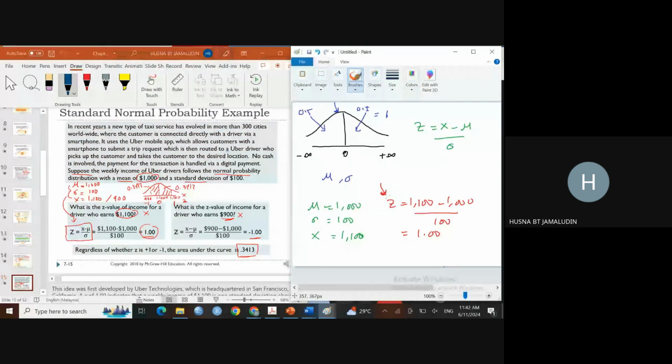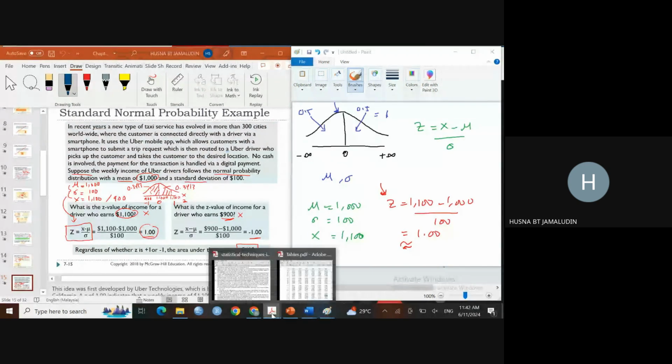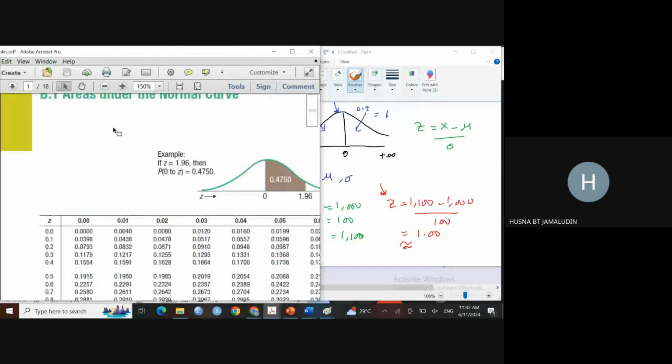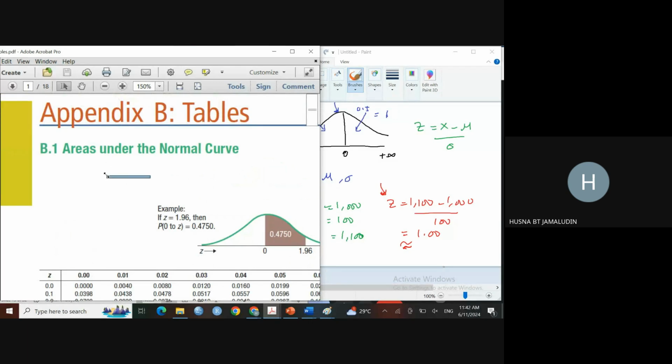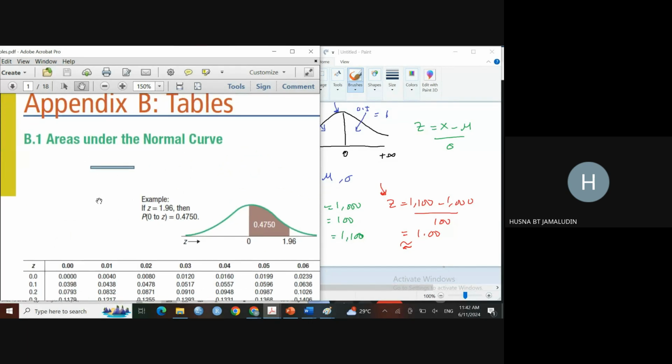But let's say the question asks you, what is the probability of income for a driver who earns 1100? If the question asks you to find the probability, you have to convert this Z value into the probability table. So how to find the probability? Go to your statistical table. There are so many tables in your statistical table, so how would you know which one is the Z table? Of course, the name of the Z table is area under the normal curve.